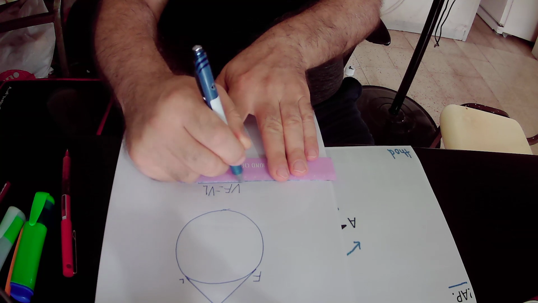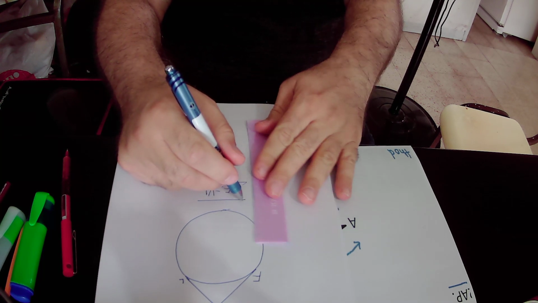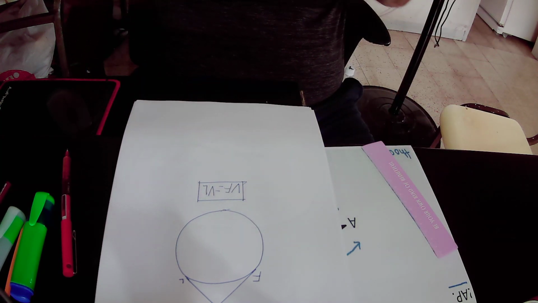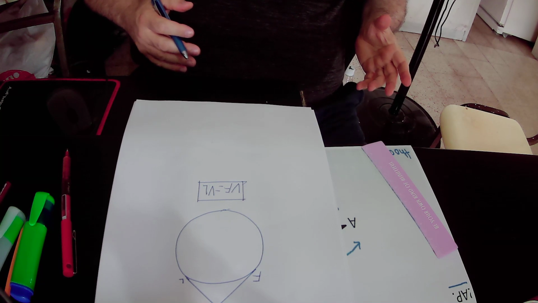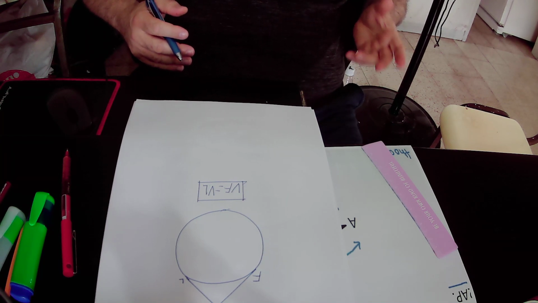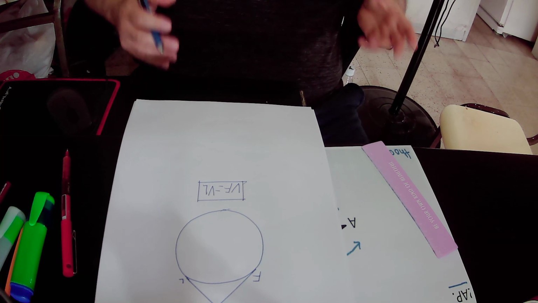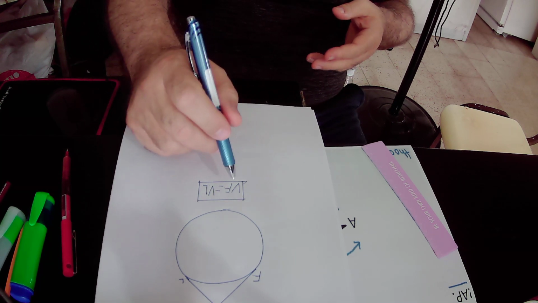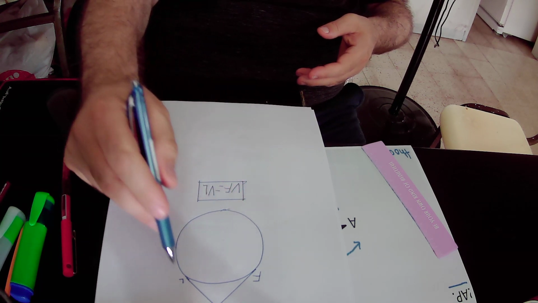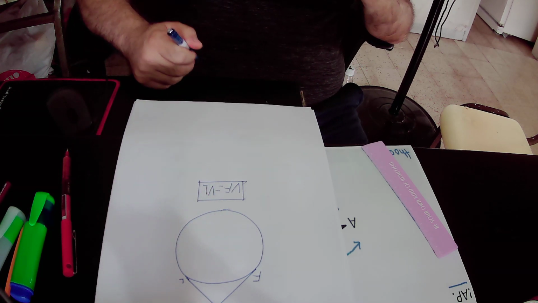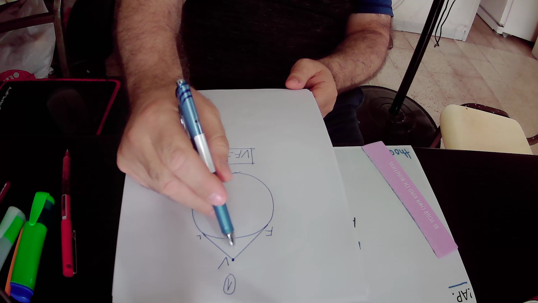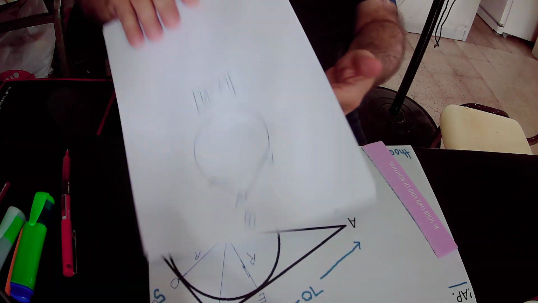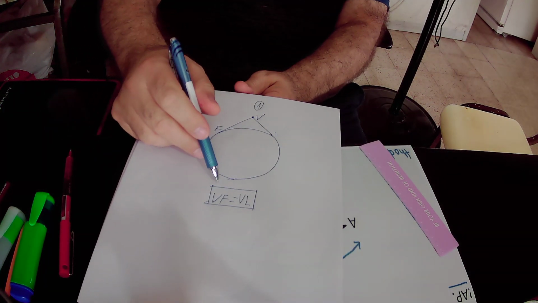Okay, so the rule is that if from an external point of any circle you draw two tangents to that circle, then those two tangents are equal to each other. In this example, tangent VF equals tangent VL, or VF equals VL.